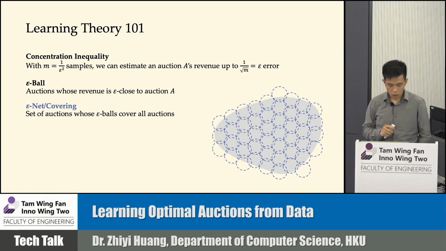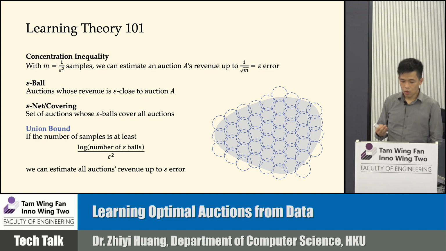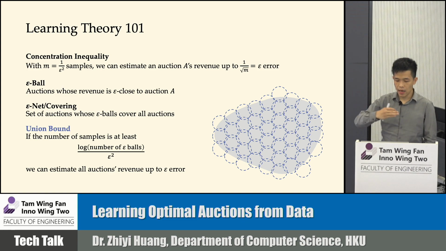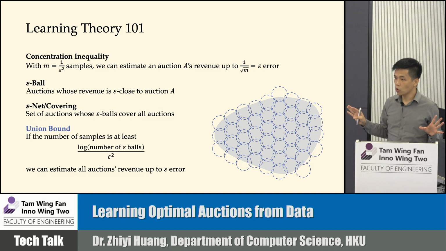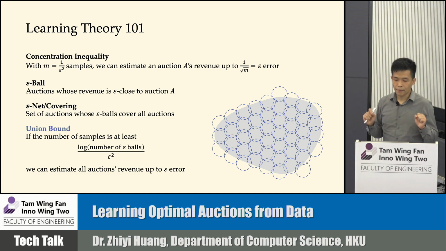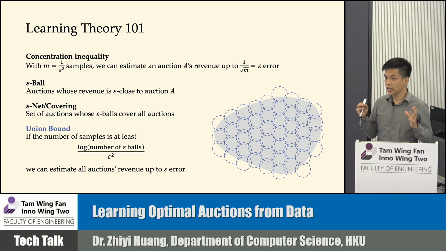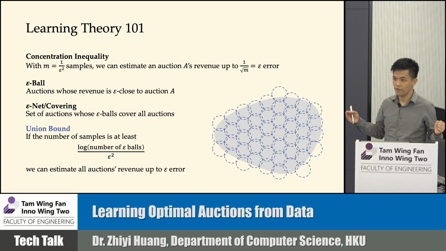And finally, after that, what we need to do is increase the number of samples by a factor proportional to the log of the number of representatives, or the log of the number of epsilon balls you need to cover the entire space. And that's it. With that many samples, you can confidently say that I simultaneously estimate the revenue of every single representative accurately enough and cover everything.